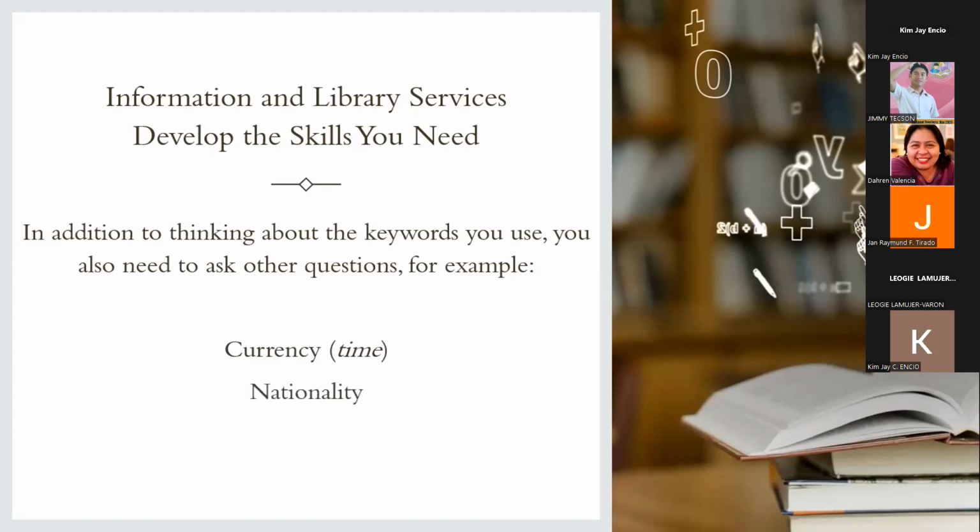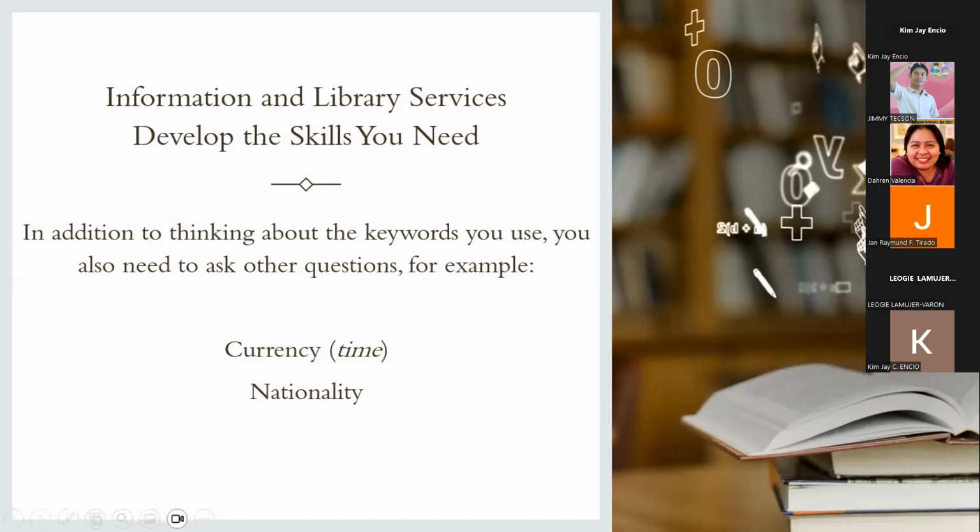Next is nationality. So by the way, currency, how up to date does the information need to be? Does it have to be within 5 years? I think there are those nga sa undergrad, the okay stuff for 10 years, the past 10 years. If you are a scientist, the sources you access will need to be very current, right? Especially if you're doing clinical trials or clinical studies. But for us in the field of social sciences, education, this may not be as important.